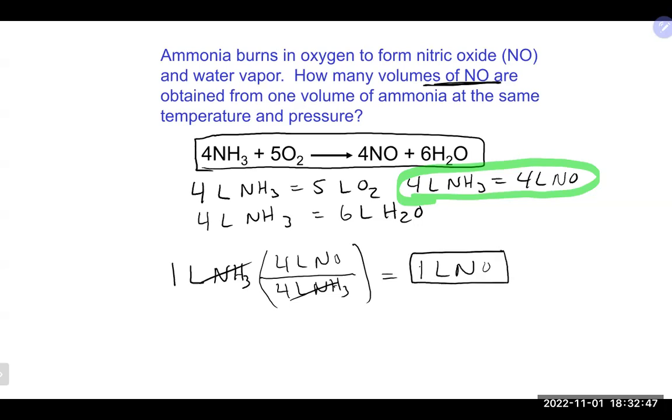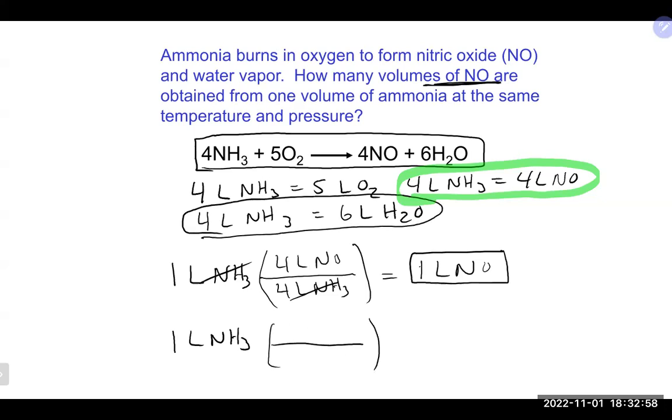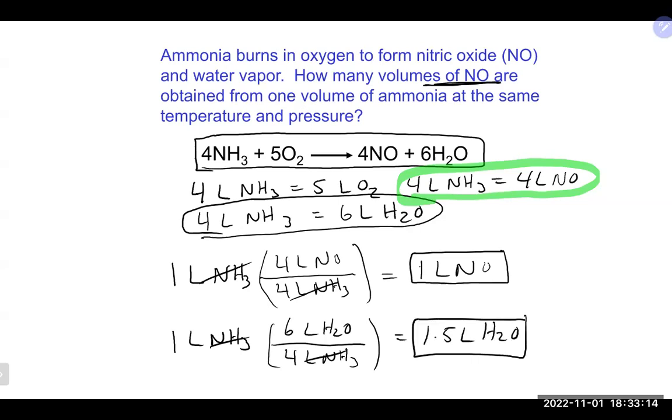You could do it for anybody else, if you're interested, say, in water, for 1 liter of NH3. You could use the relationship from the equation and do a little stoichiometry. 4 liters of NH3, 6 liters of water. Liters of NH3 would cancel. 6 divided by 4 gets you 1.5 liters of water would be produced.